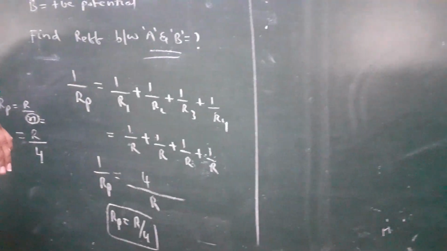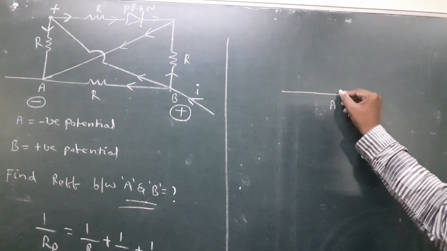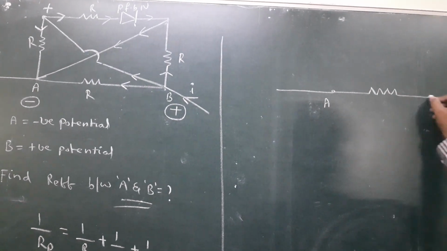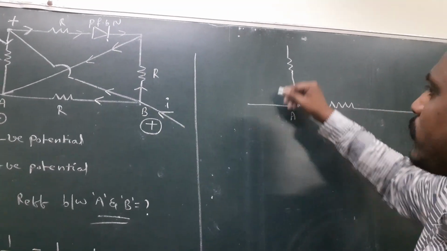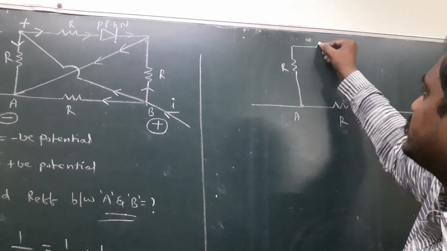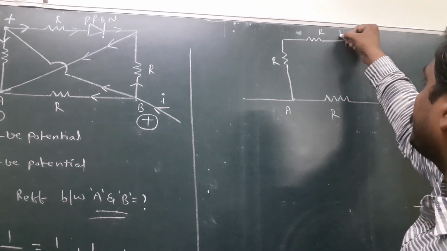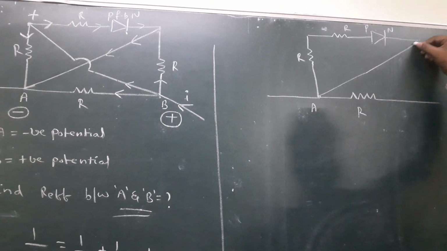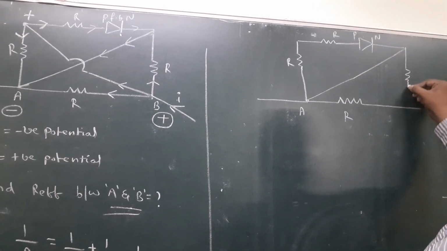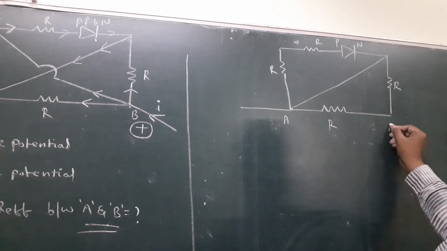Okay. This is another diagram I give. Look here. Same diagram. Look here. This is A. This is the resistor. This is the resistor. This is the resistor. This is the diode, a PN junction diode. This is the resistor. This is B.